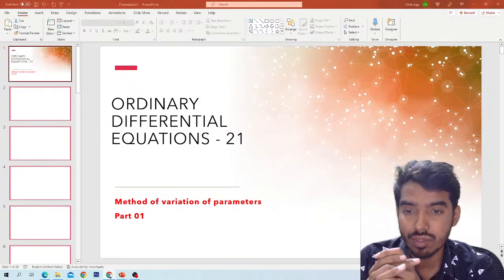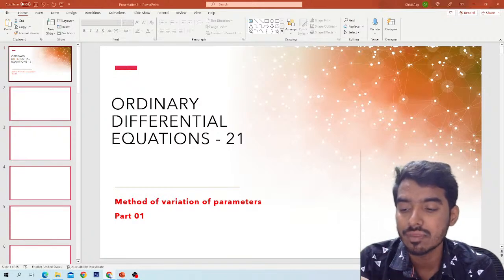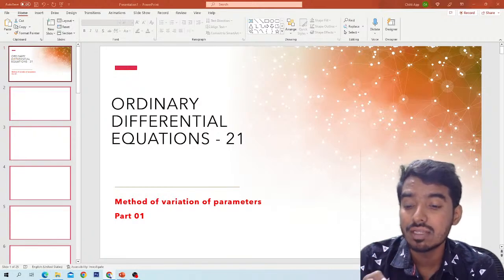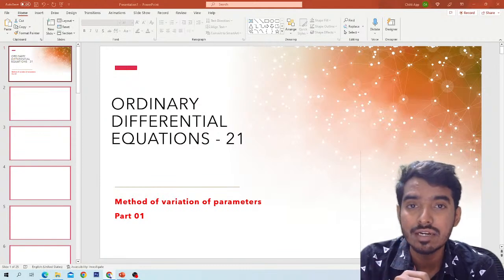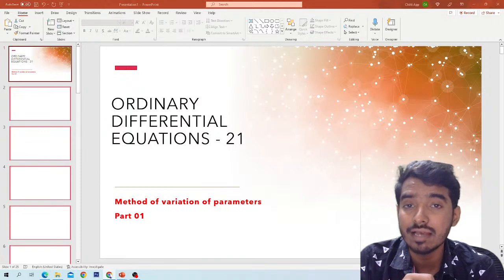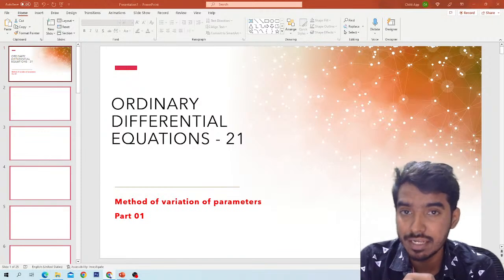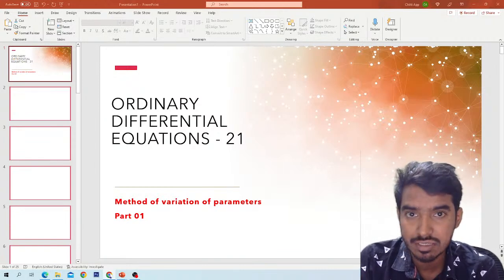So far, I have completed 4 topics. The first is solving differential equations of first order and first degree. Second is second and higher order linear differential equations with constant coefficients. Third is Cauchy-Euler equations. Fourth is Legendre linear equation.